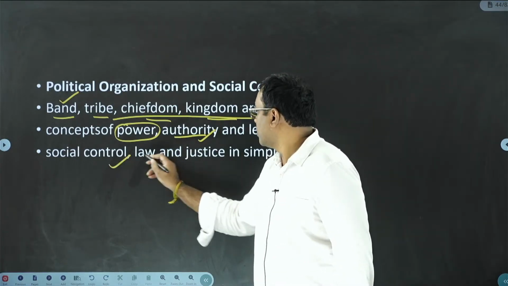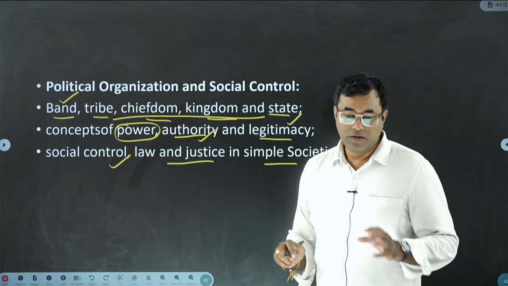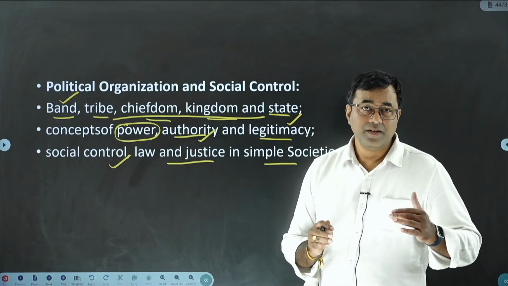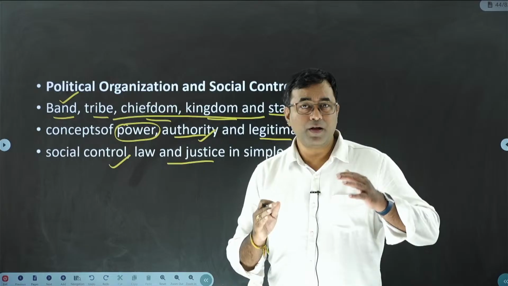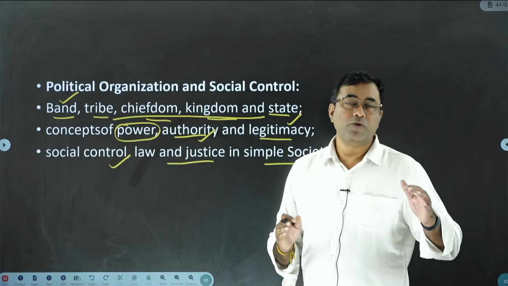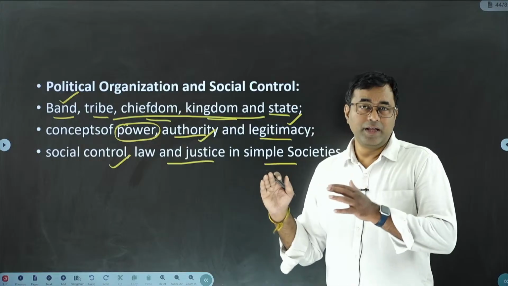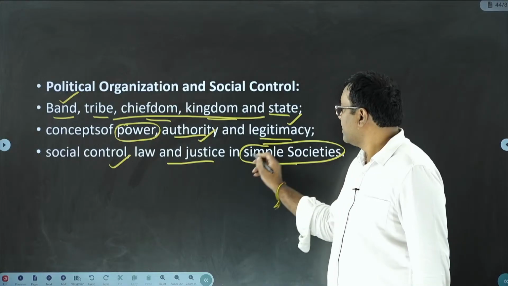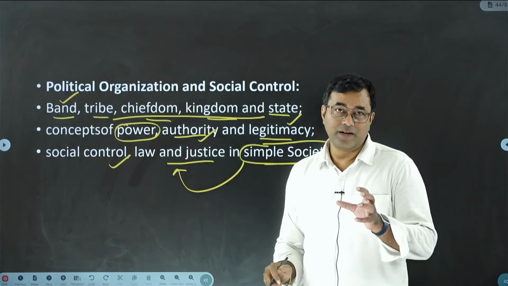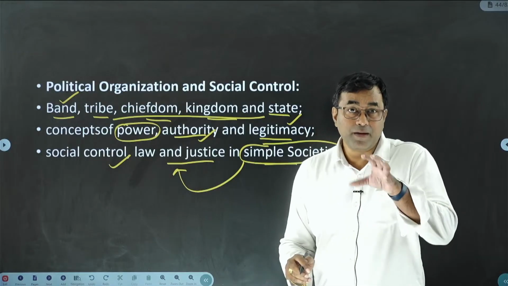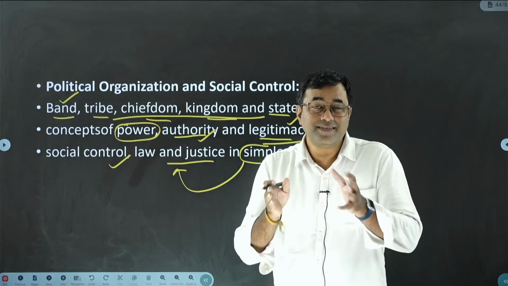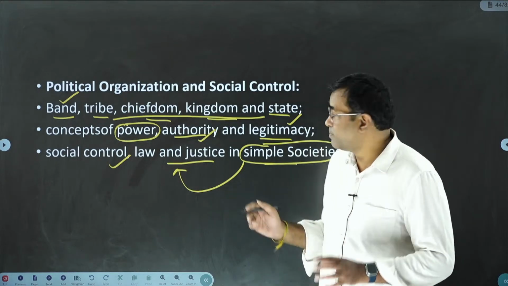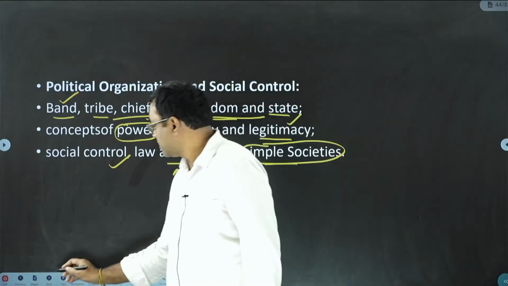Next one is social control, law and justice in simple societies. Simple societies mean primitive societies, tribal societies, in which the people follow age-old technology and want to live in high elevated areas or distant areas. So they are called simple societies. In those simple societies, how are the people regulated, and what rules and regulations are followed? If any person makes a mistake, how is the justice system followed, particularly in tribal areas or any particular simple societies? That is the concept which was mentioned.